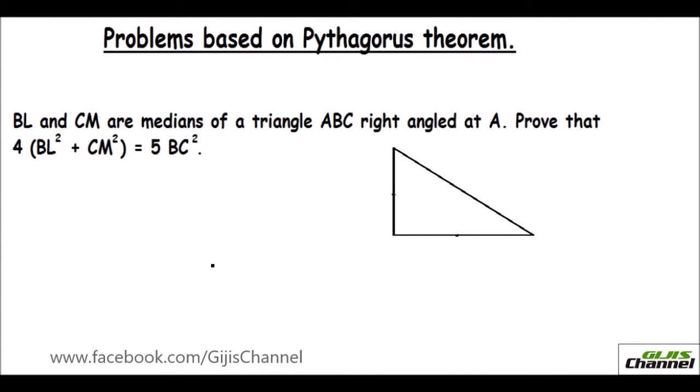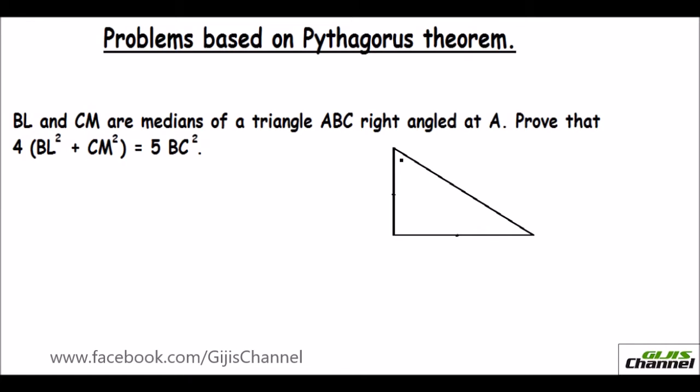Let us do a few problems based on Pythagoras theorem. Here, the first question says BL and CM are the medians of a triangle ABC, right angled at A. Prove that 4BL square plus CM square is equal to 5 times BC square. Okay. So this is the problem. You need to prove this statement.